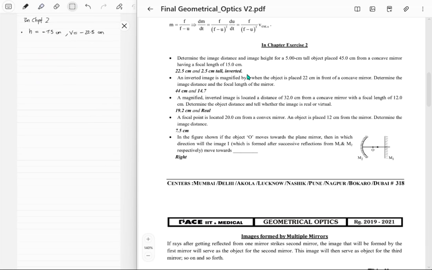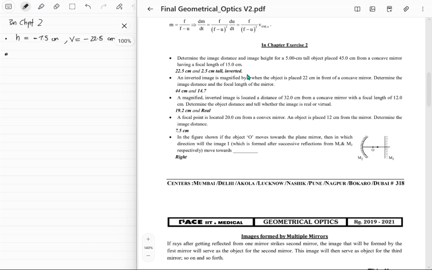Okay, next question. An illuminated image is magnified by 2 when the object is placed at 22 centimeter in front of a concave mirror. Magnified by 2, so the negative v upon u thing is 2. That just means v is equal to negative 2u. And u is negative 22, so v has to be 44. Determine the image distance and the focal length of the mirror.